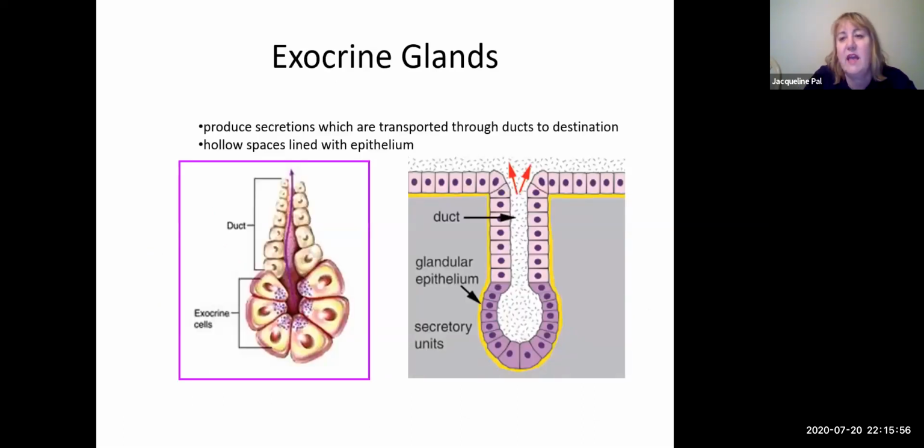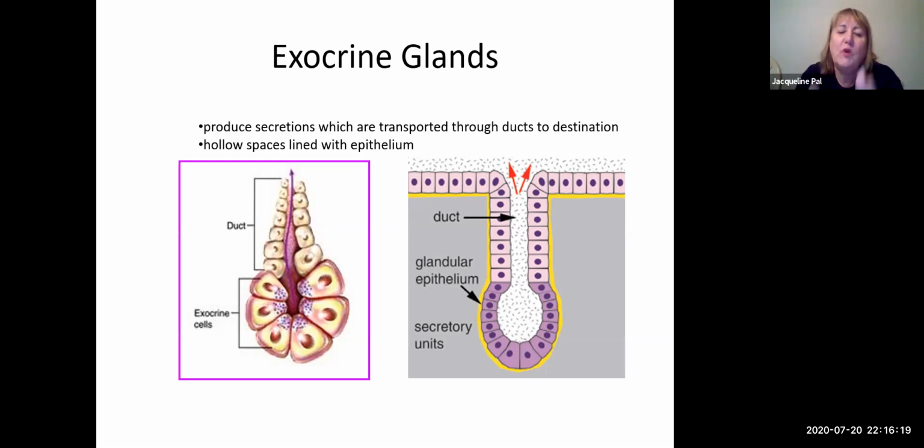Now, in contrast to the endocrine glands, the exocrine glands, their secretions always go to a duct. It can be a short duct or it can be a long duct, but then the duct is going to carry it to a surface. So it can be an external surface like your skin, or it can be an internal surface like the inside of your stomach, the inside of your mouth.